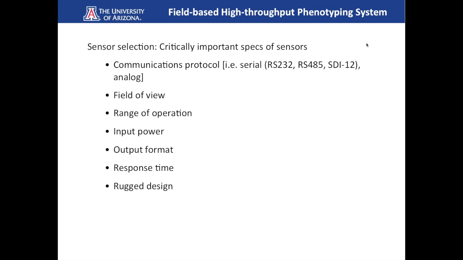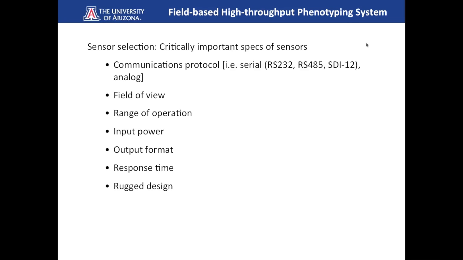On sensor selection, we have worked over a list of what we call critically important specifications of sensors, things that need to be studied before selecting one particular sensor. And the first one that we deal with all the time is communications protocols. Are those sensors communicating serially or with analog signals? And if it's serial communications, is that RS-232 or RS-485, or the one that we see more often now is SDI-12? So those are important aspects to consider.